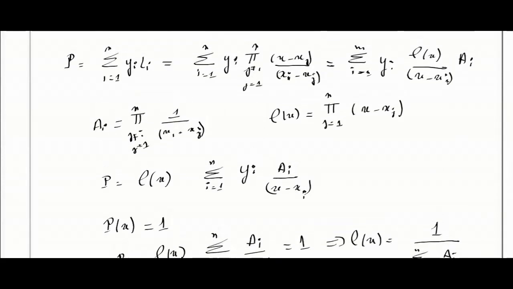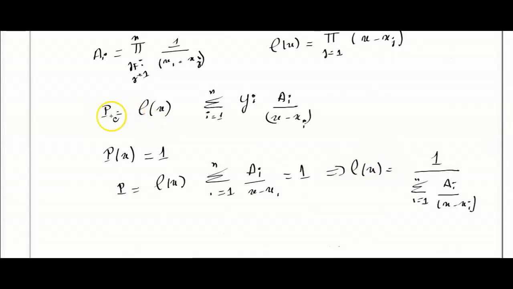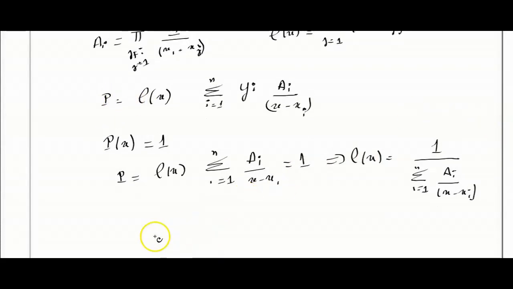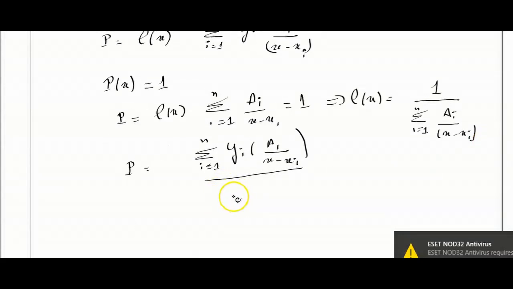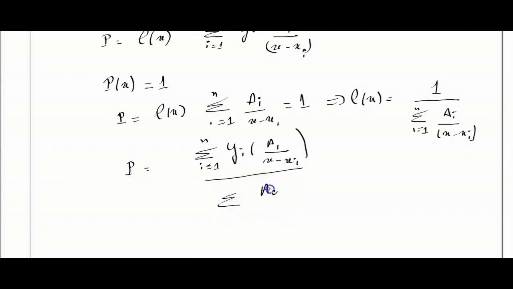So now we can reintroduce L of x inside of the general case, and then we have the interpolation polynomial. So p is equal to the sum i equals 1 till n of yi ai over x minus xi, divided by the sum of ai over x minus xi, i equals 1 to n. So I get the barycentric formula.